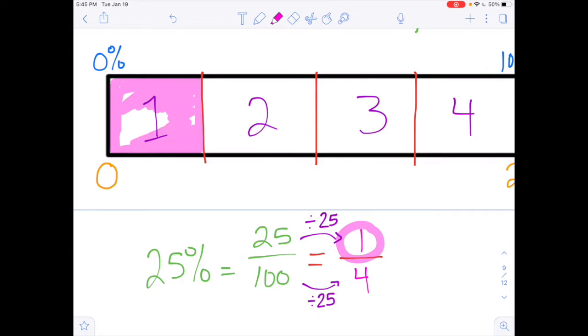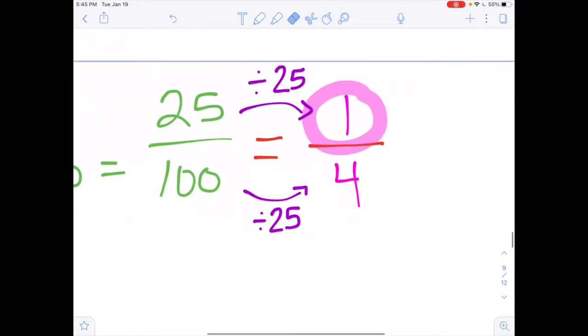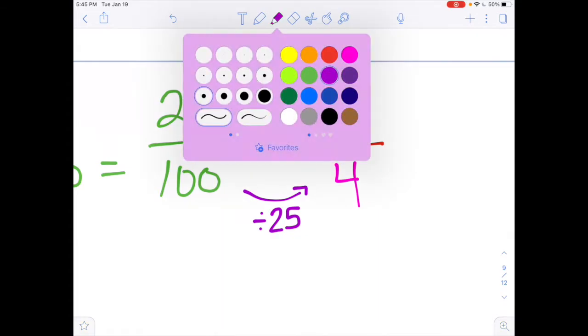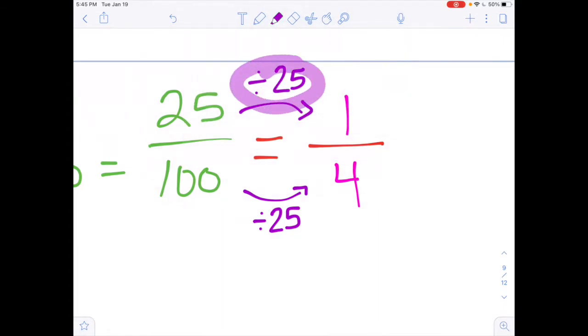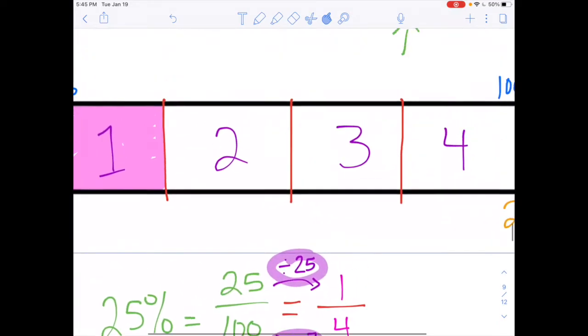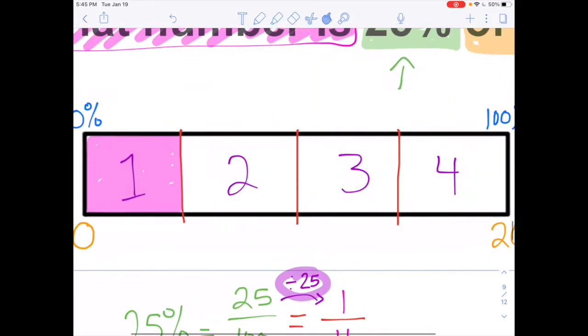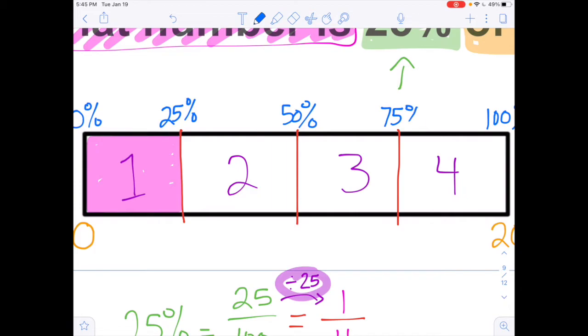But also remember that we divided by 25. Let me go back and highlight that. Because we divided by 25, that's going to be our counting number as we go across for the percents. So on the top, we're going to count by 25s. So I have 0 on the left, plus 25 is 25%, plus 25 is 50%, plus 25 is 75%, plus another 25 gets me to 100.